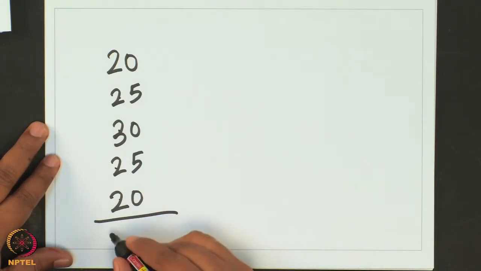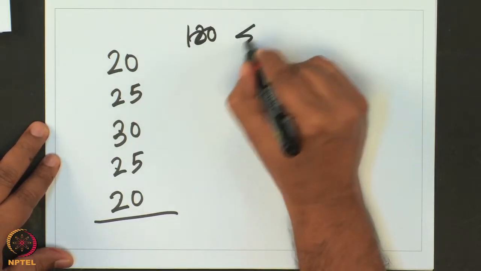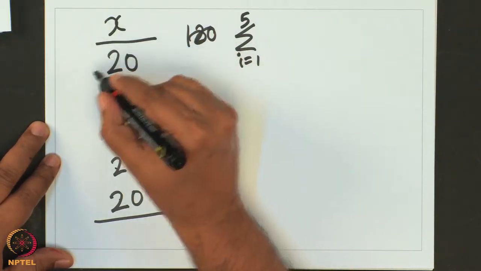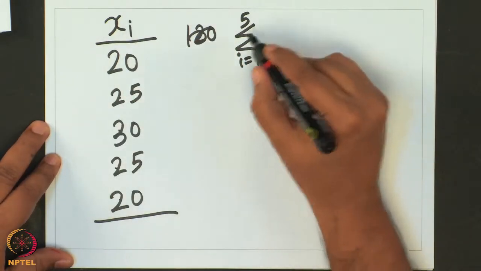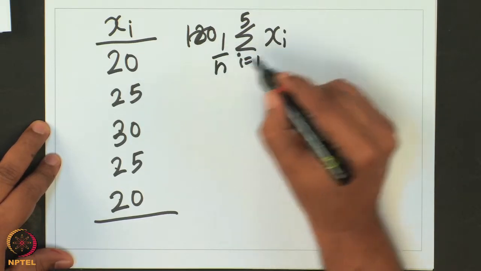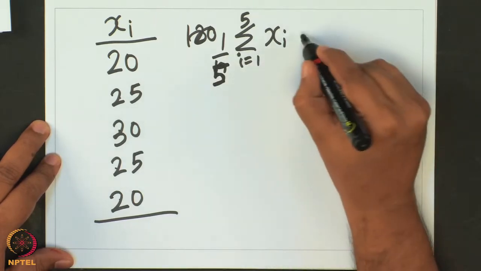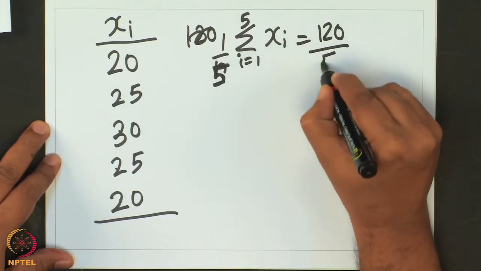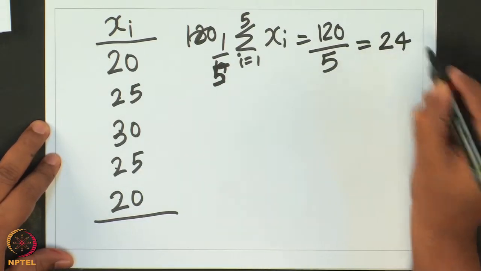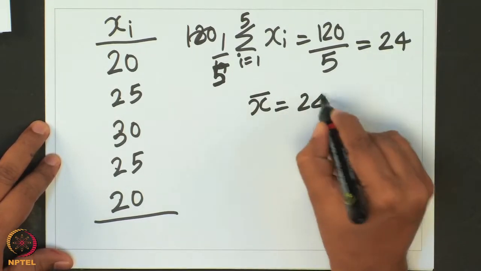The sum is 120. So sum over i from 1 to 5 of xi, these are x1, x2, etc., divided by n, 1 over n, which is 5. So this is 120 divided by 5, which is 24. So the mean is 24. So x bar is 24.